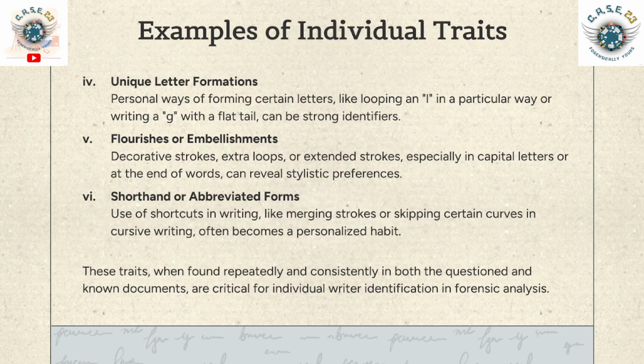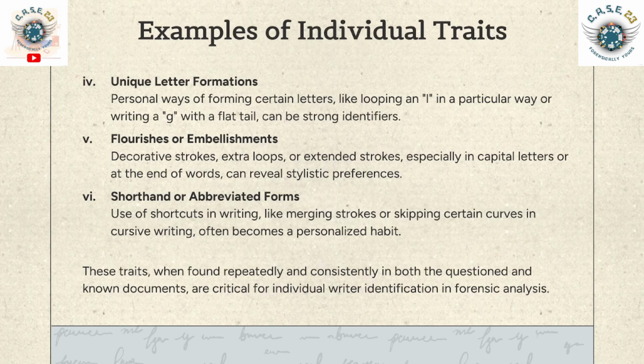Then the fourth point is unique letter formations. Now some people may have a distinct way of forming certain letters. For example, someone might make their lowercase l with a big loop, while someone else might write it almost like the letter 1, like the tight loop. And these personal letter shapes are very interesting and telling. And when they appear again and again across different documents, they become a strong identifier.